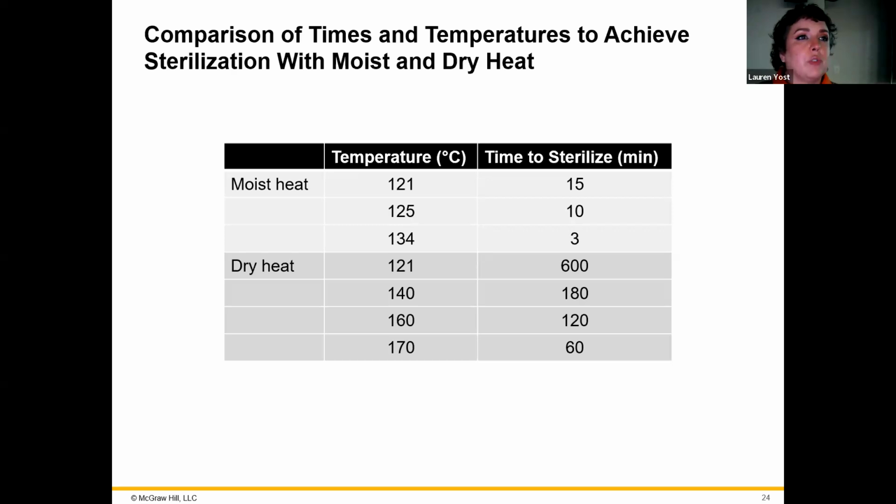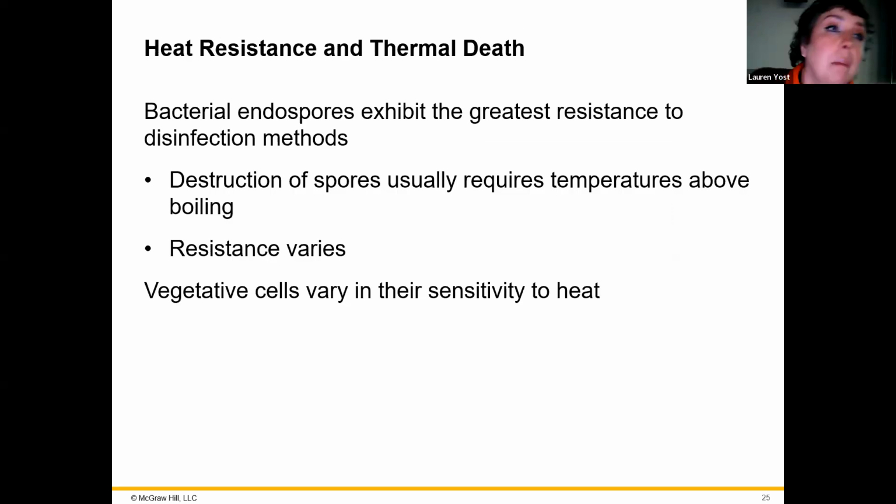And then we have other methods for things that just can't be treated with heat at all. Obviously, some plastics or things like that would melt. Paper might burn, so there's stuff like that.